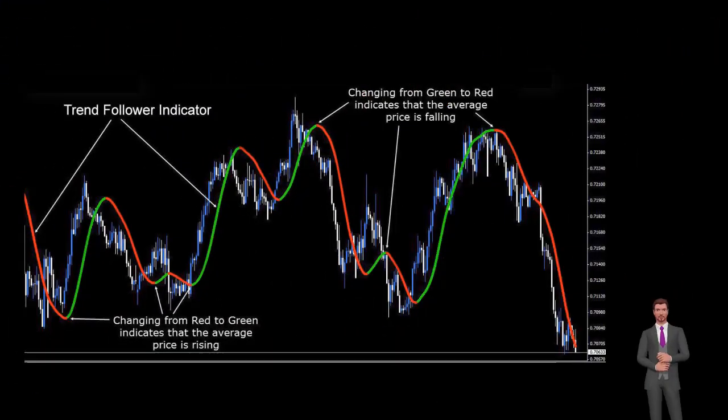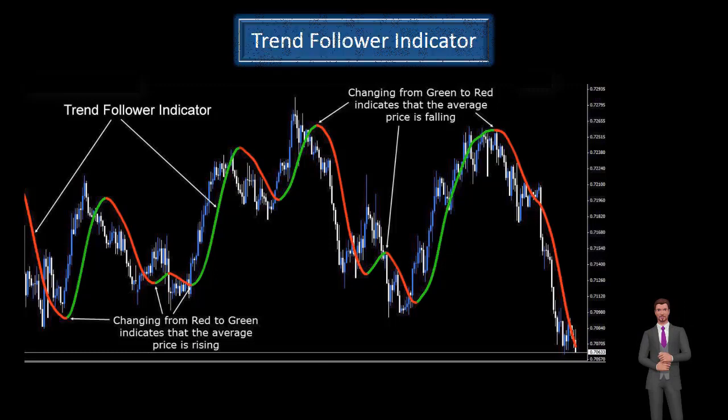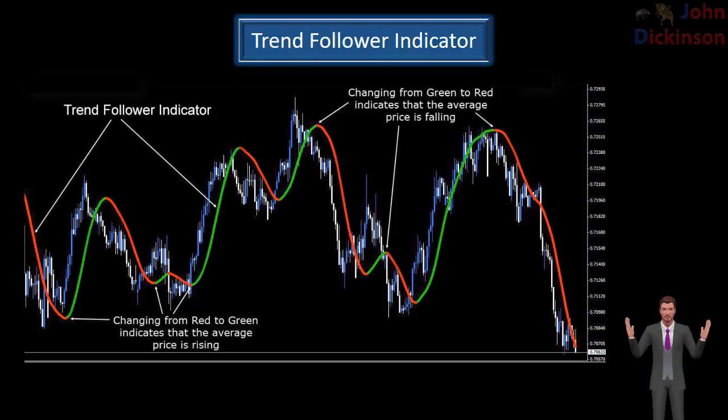When the indicator changes from green to red, it suggests that the rising price is slowing and a fall in price is possible. When the indicator changes from red to green, it suggests that the falling price is slowing and a rise in price is possible.